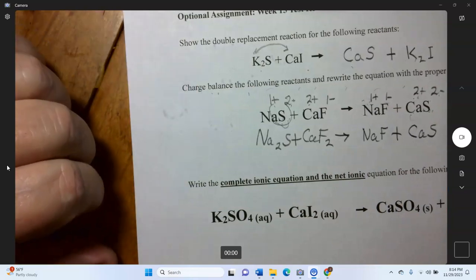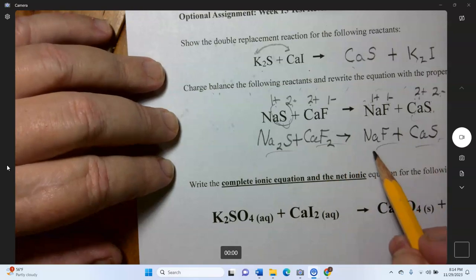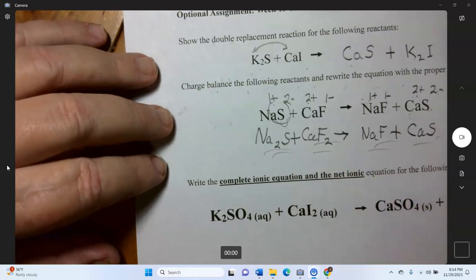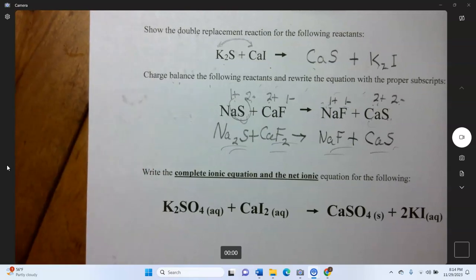Okay, so that's charge balancing each of the compounds. It's not the entire equation, it's just each compound individually. For ionic compounds, each compound has to be electrically neutral. It has to be charge balanced.